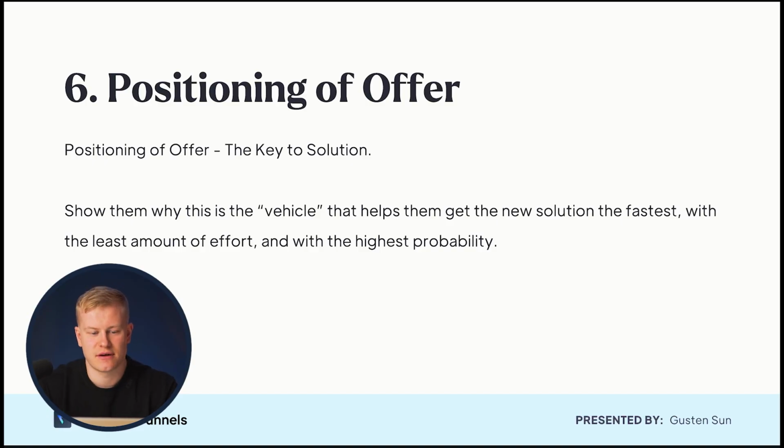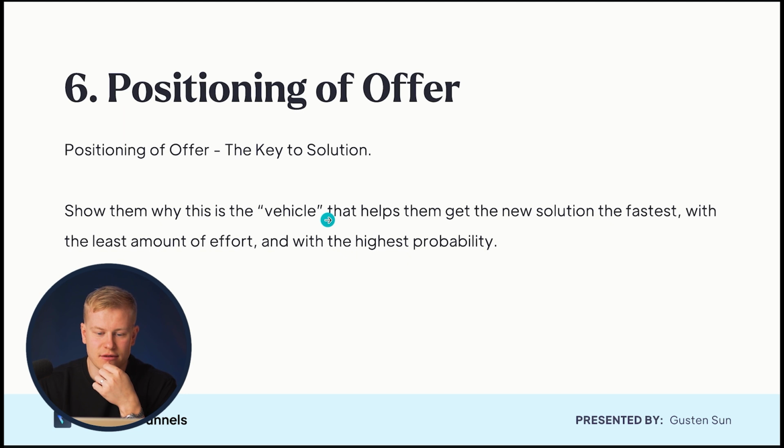Number 6, positioning of the offer. So the key to the solution. If you want this solution, you've tried this, now let's position not just the new process, but also the offer to help you get there, the vehicle. So show them why this is the best vehicle that helps them get to the solution the fastest, with the least amount of effort, with the highest probability.